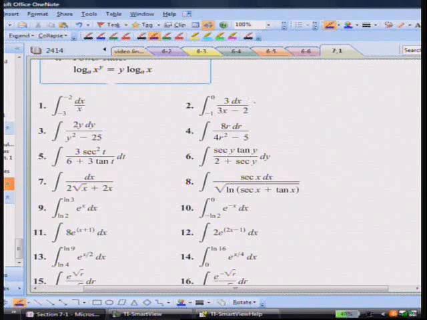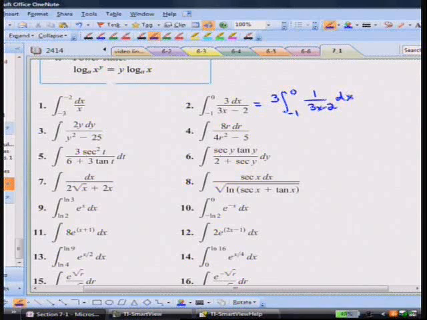The first thing I would do with number 2 is factor the 3 out in the front. So I'm going to do 3 times the integral from negative 1 to 0 of 1 over 3x minus 2 dx. And then you can do a u substitution here. u is equal to 3x minus 2. So du is going to be equal to 3 dx, right?